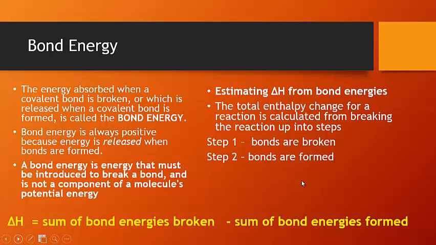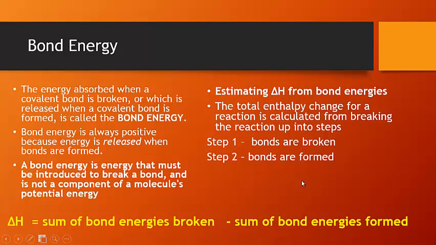The bond energy is the energy that is released when a covalent bond is formed, and absorbed when it's broken. It's always positive because the energy is released when the bonds are formed. So it's kind of like thinking about the potential energy that's in the bonds, and when you break that bond, the energy is released. But it's really not a component of the molecule's potential energy. So you think of the energy in there, but it's actually really the energy that's required to break a bond.